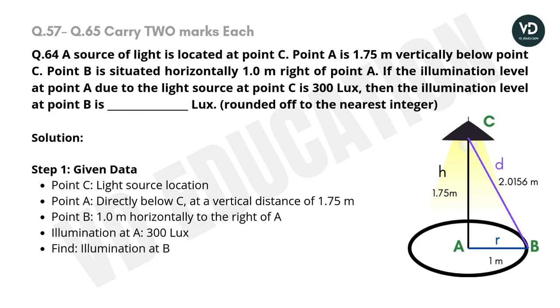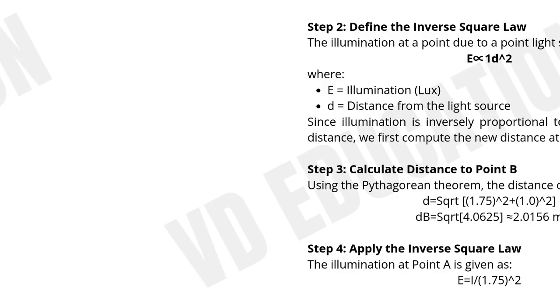First step is to write down the given data, that is point C, light source location, point A directly below the C at a vertical distance of 1.75 meter, point B 1 meter horizontally to the right of the A, illumination at the level A, that is 300 lux. Find the illumination at the B. So after the conclusion we can draw this diagram as per the question.